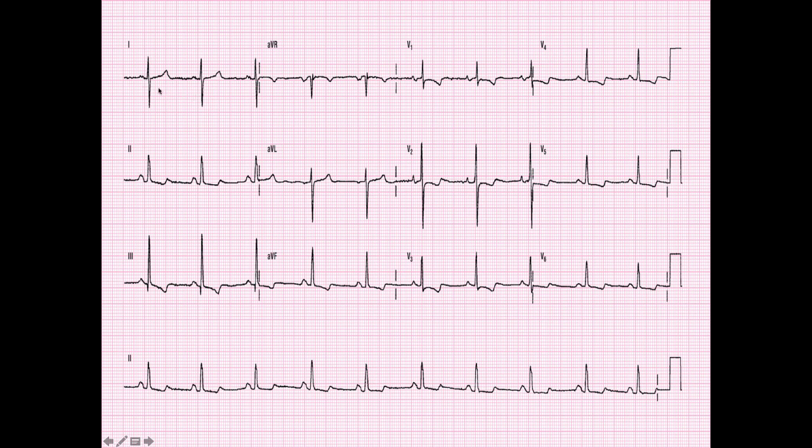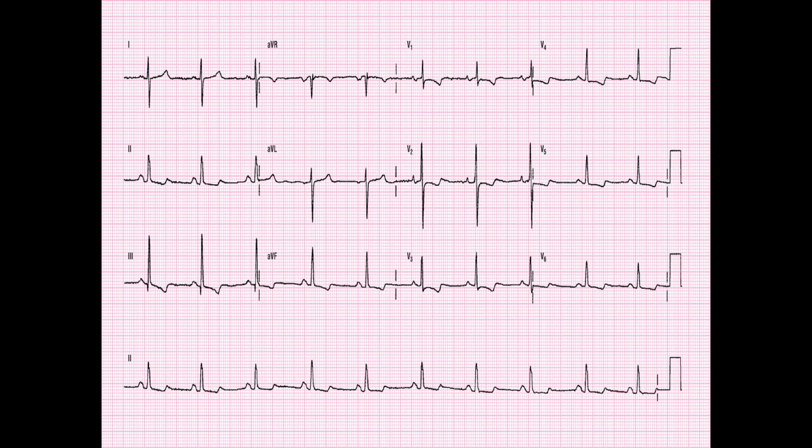So we have right axis deviation. And you're like, woo, I've got right axis deviation. Okay, so moving on, let's move into our ventricular blocks. Do I have a bundle branch block? Well, no, because my QRS complex is narrow. Can't have a bundle branch block with a narrow QRS complex. So no bundle branch block.